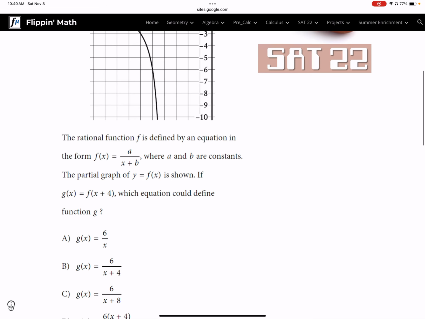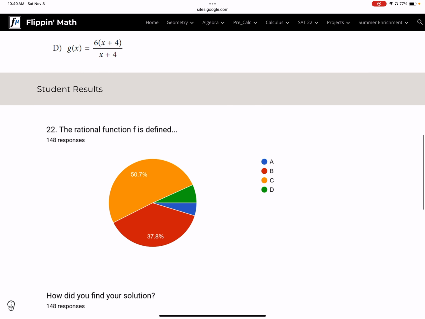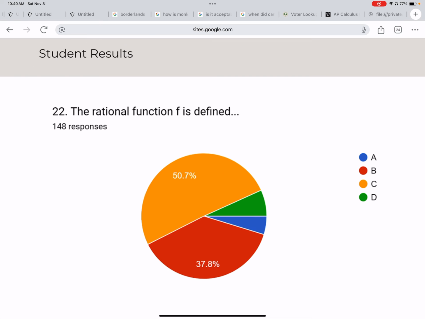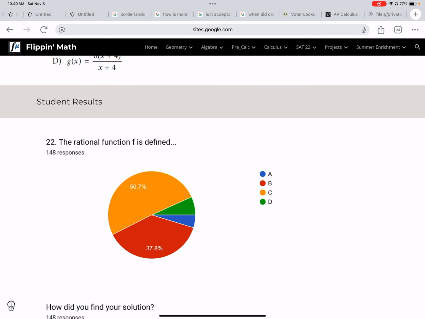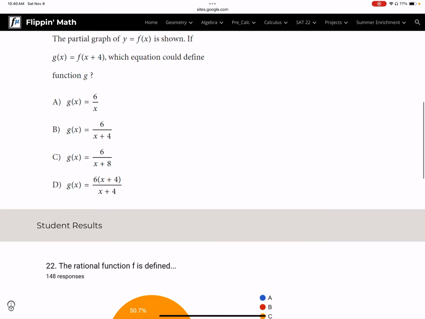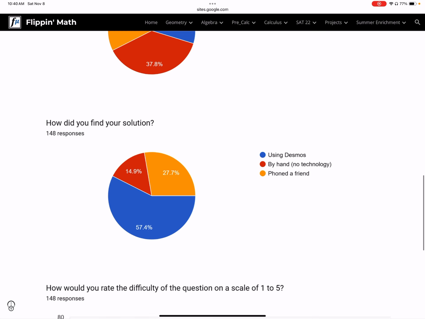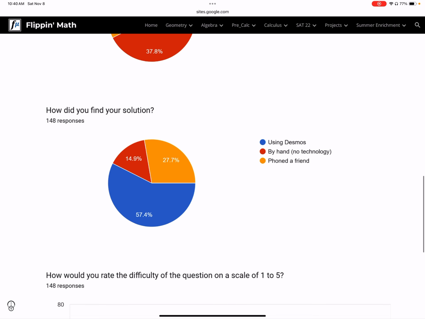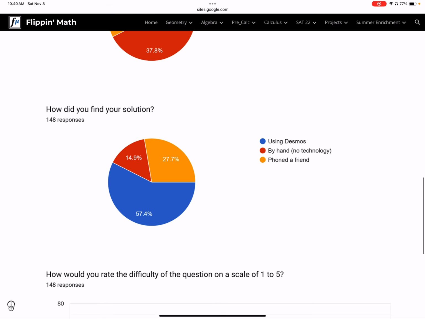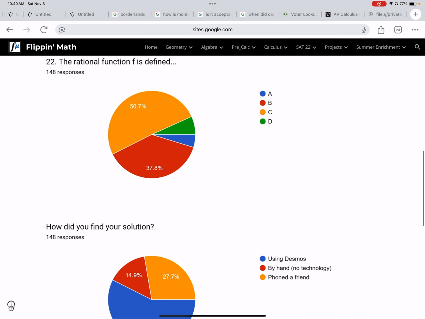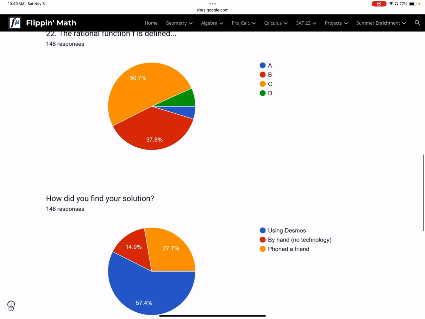Well, how do you think we did? We did fantastic, except not really, since it was about 50%, 50.7% specifically, that chose answer choice C, which was correct. A whopping almost 38% chose answer choice B, and we'll get to the bottom of why that answer was so popular. Most of us did use Desmos, although a good portion of us, over a quarter, chose to phone a friend, and apparently the friend did not have the secret sauce.